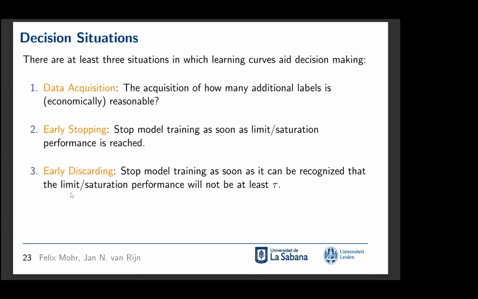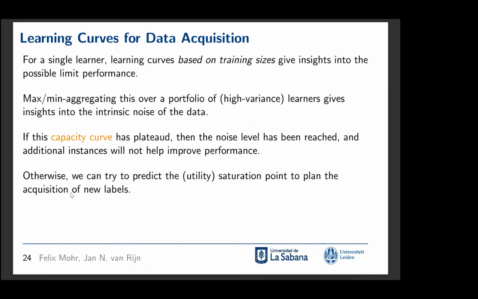And the third one is what we call early discarding. Here, this is the model selection process, and you want to stop the training procedure as soon as you can recognize that a candidate is not competitive anymore. Going into each of them, because each of these three cases has some caveats that are worthwhile to be discussed quickly. For a single learner, you can create these learning curves.